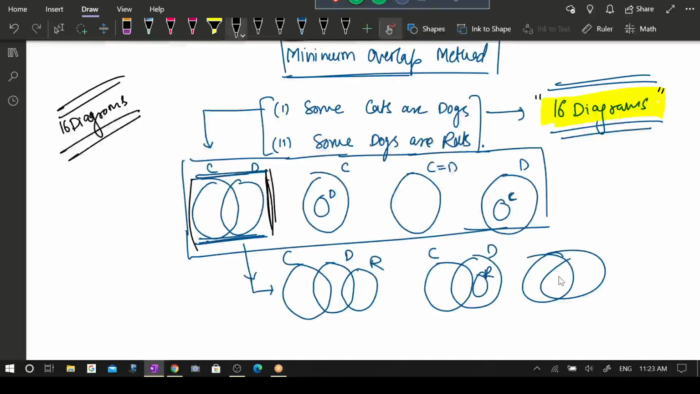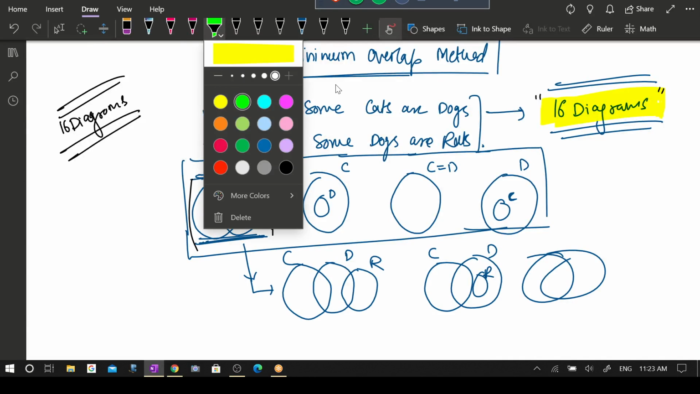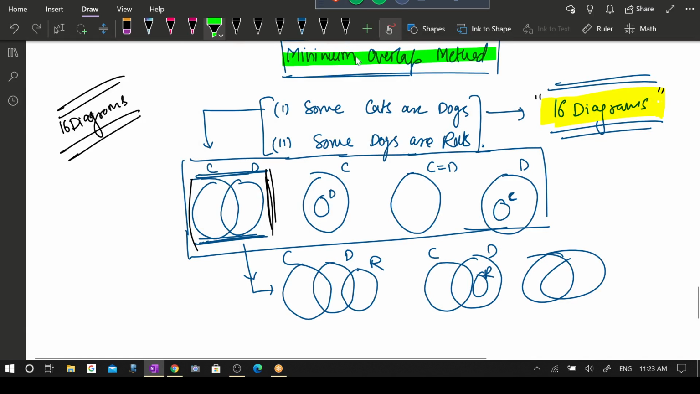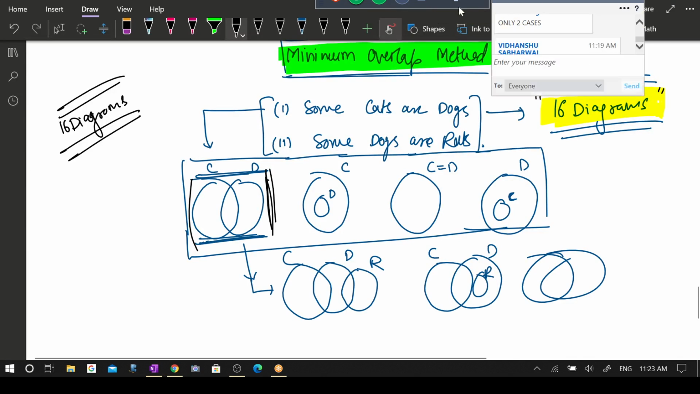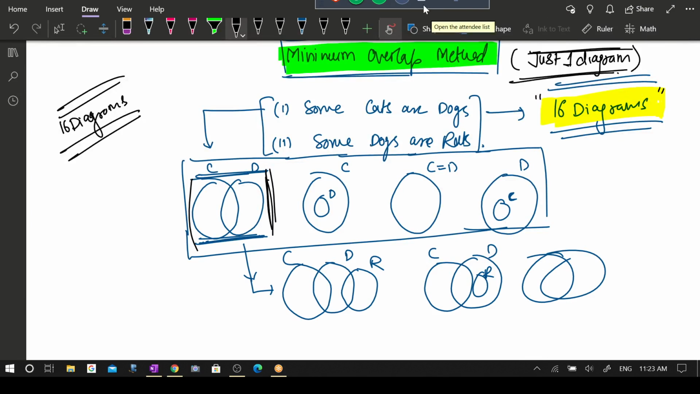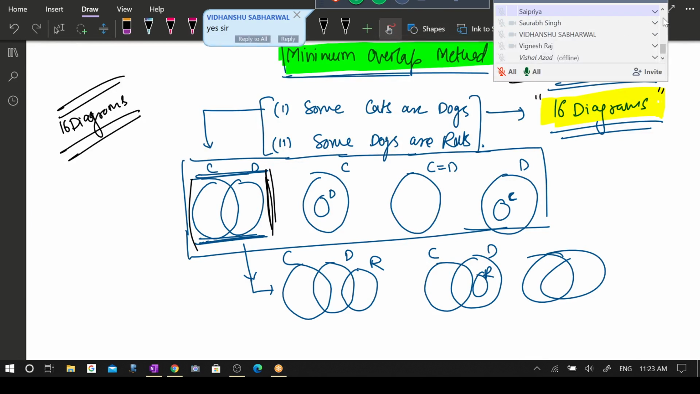So what would we do? We would follow something called the minimum overlap method. So we would draw just one diagram. Remember that. We would always draw just one diagram, and that is the reason we are doing it. Vedanshu, clear? It has to be 16 cases, isn't it? So if this is clear, guys?